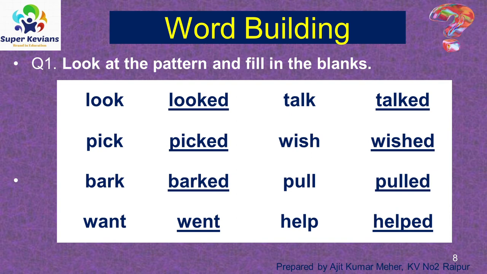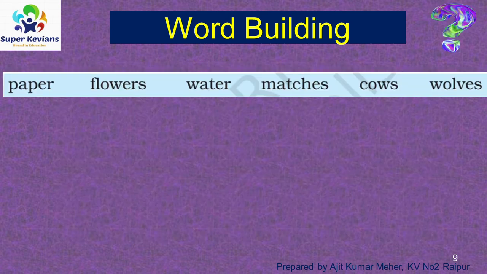Look, looked; pick, picked; bark, barked; want, went; talk, talked; wish, wished; pull, pulled; help, helped. Here, one mistake is there. You can see here, it will be wanted, because everywhere we have to write the past tense. We have to put the ed. You can put ed at the end of all the words given, as this is the pattern of this question: want, wanted.